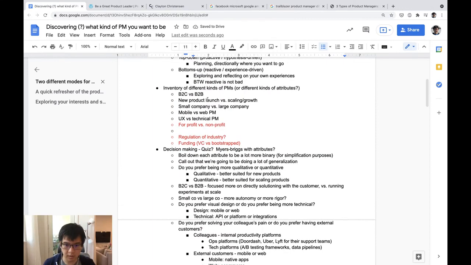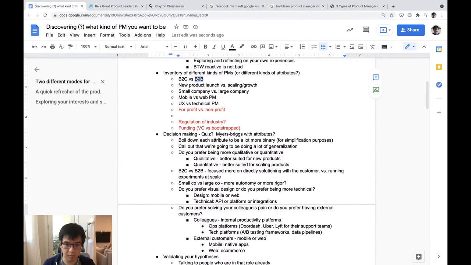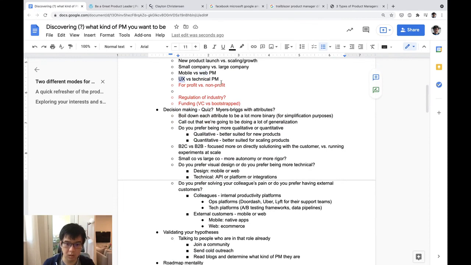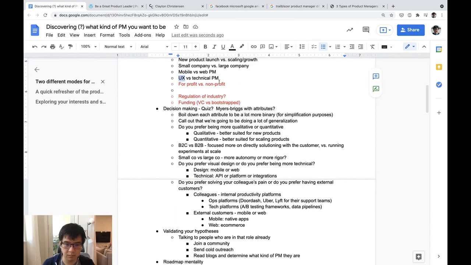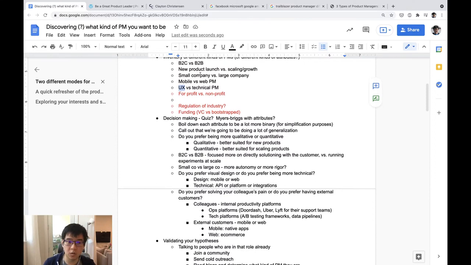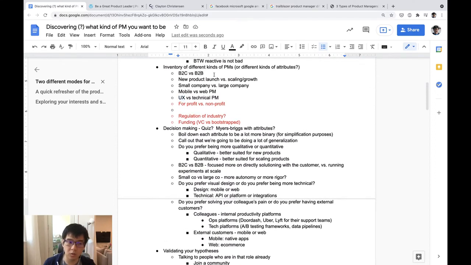Yeah, and so as an example, I happen to be a B2B new product launch, small company, web PM that leans more user experience oriented, right? And so with that framing, you know that I'm that kind of PM. And so when I talk about stuff, it's going to be from that lens. And I think that's very different if you're reading about someone who was a Google Maps PM versus someone who is a data visualization PM, right?